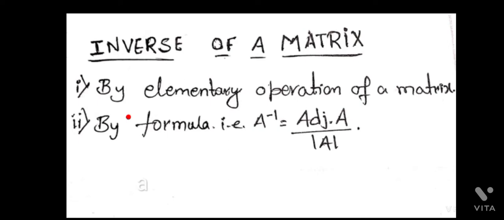The first one is by elementary operations of a matrix, which we will be learning in this video and the next videos of this course. The second method is by formula, that is A inverse is equal to adjoint of A by mod A. Mod A is also read as det of A, that is the determinant of A. This we will learn in our next course, that is determinant, so for this we need to wait.